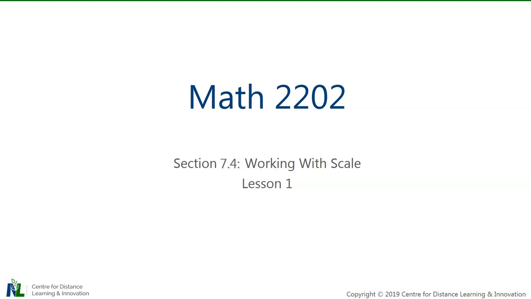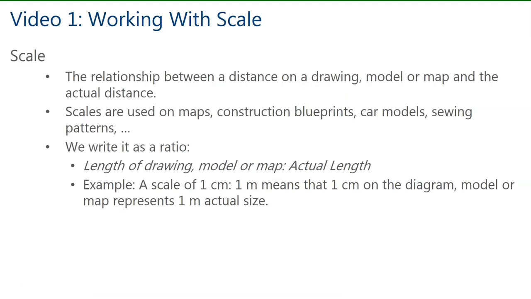Let's start with working with scale. Now, scale is the relationship between a distance on a drawing, model, or map and the actual distance. Scales are used on maps, construction blueprints, instructions to build a car model, sewing patterns, to name a few. Now, we always write scale as a ratio, where the length of the drawing, model, or map comes first, and then we write the actual length.